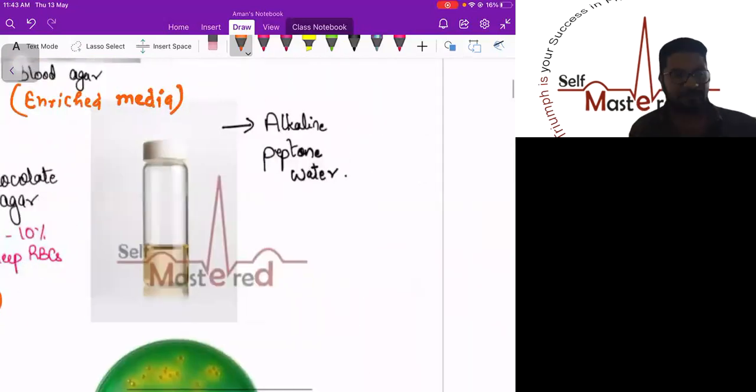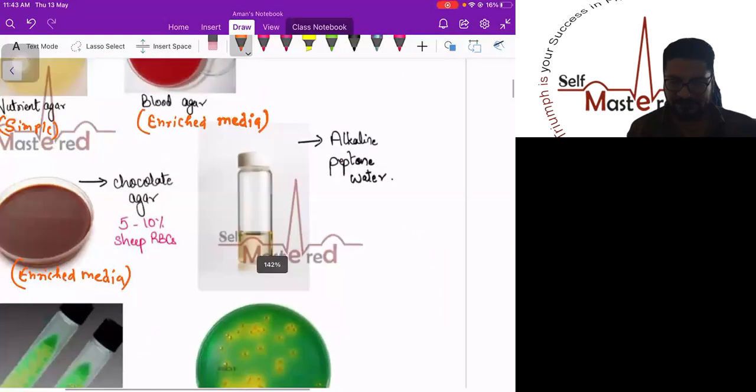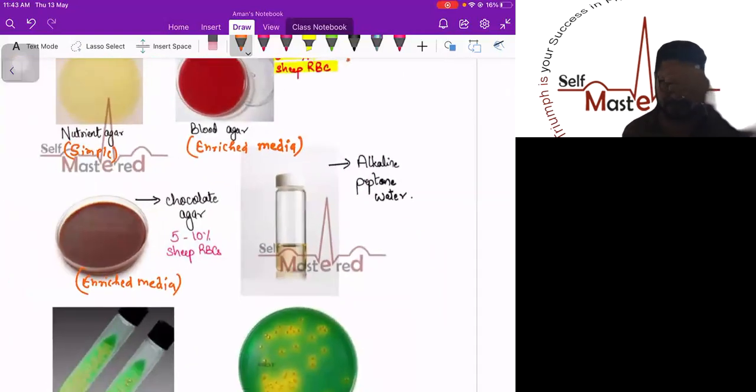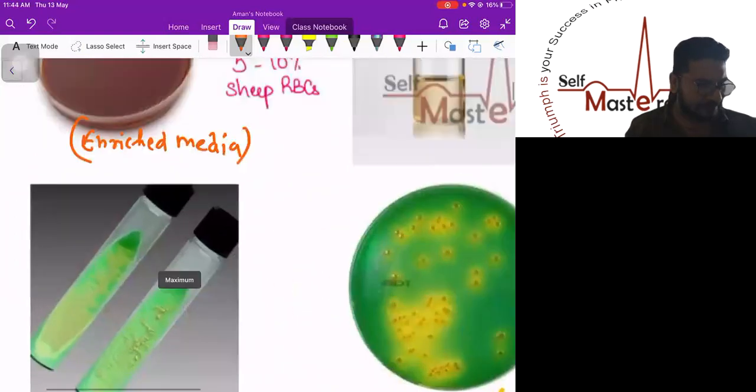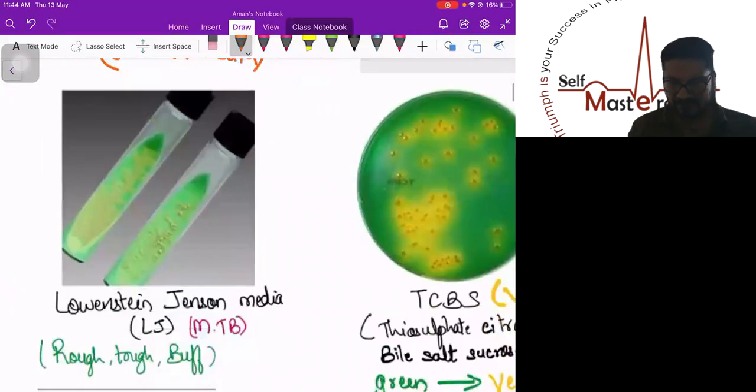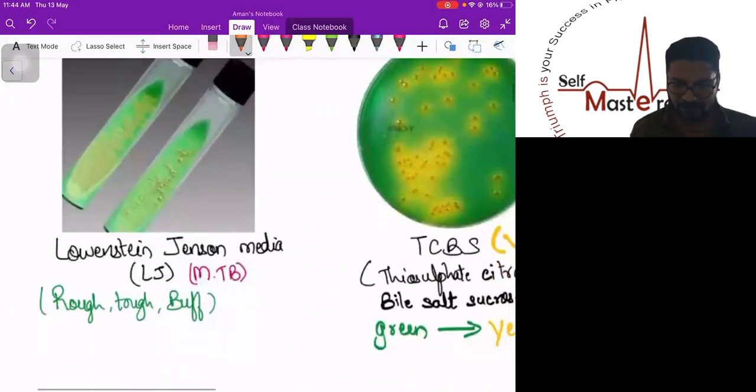Then we can have alkaline peptone water. So these are some culture media. They can ask an image-based question on this, so I'm mentioning the images here for these different types of media. Then we have some selective media. One of them is the Lowenstein-Jensen media, where you'll see rough, tough, buff colonies. This could be a possible image in your exam.